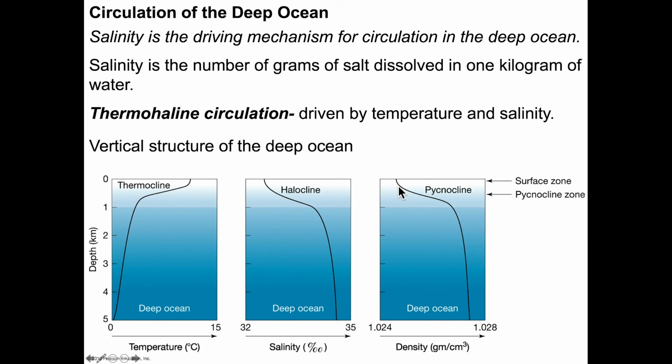This pycnocline is the change in density from one depth to another. So again, here, right at the surface, we have very little change with depth. Then we enter the pycnocline. The change in density increases rapidly. And then there's a gradual increase to the bottom of the deep sea, 5 kilometers down. So it's this pycnocline, this feature, the combination of temperature and salinity, that ultimately determines density, which determines the strength and rate of flow of deep water, the thermohaline circulation.